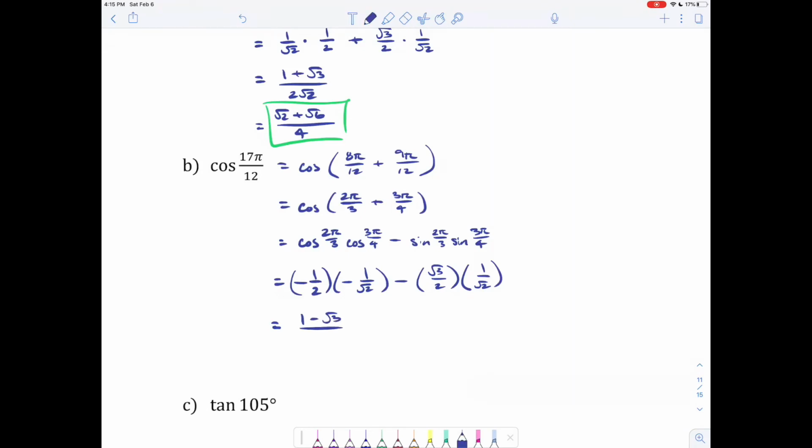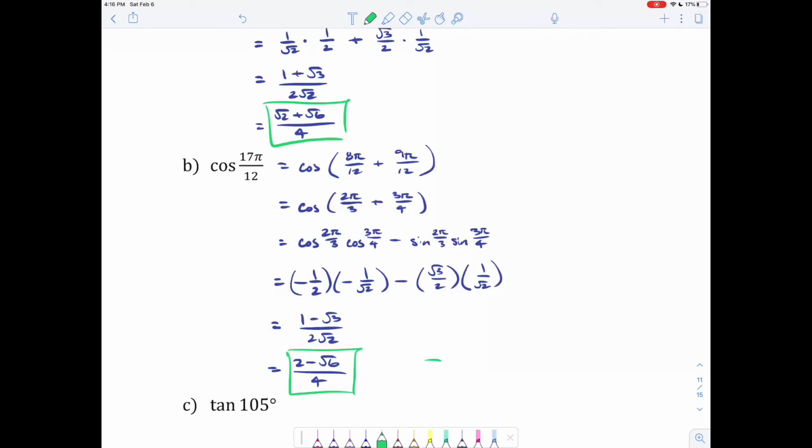That's over 2 root 2, overall giving me an answer of 2 minus root 6 over 4. That one is done. So again, your steps might have been different if you chose something other than 2 pi over 3 and 3 pi over 4. But your end result should still be the same.